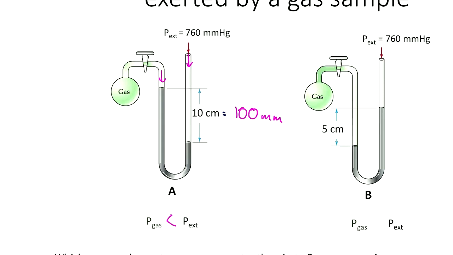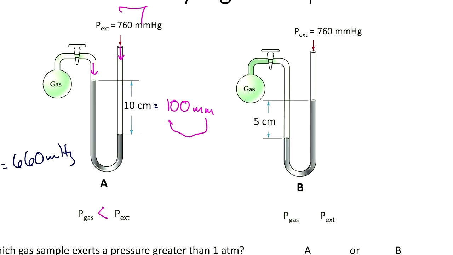So can you tell me, what is the pressure based upon the numbers we have here? What is the pressure of that gas? What is it? 660, yeah, 660 millimeters of mercury. Okay, all right. See, I told you, isn't it easier? So who's winning in part B? Gas. Gas is winning. By how much? 5 centimeters, so 50 millimeters. All right, so that means the pressure of this gas is equal to what?